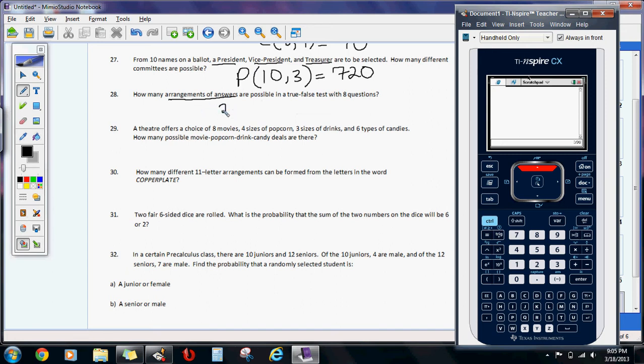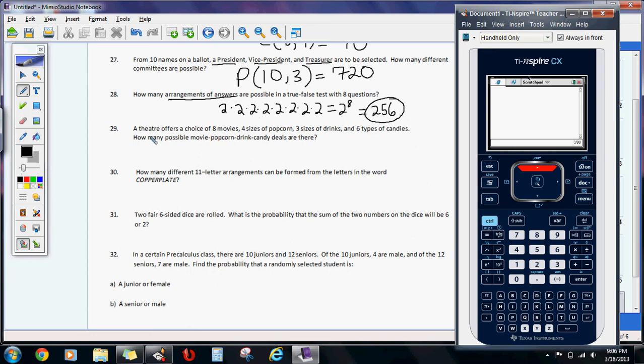the first question has two possibilities, true, false. The second one, two possibilities. Third one, two possibilities. And we would do this for the fourth question, fifth, sixth, seventh, and eighth, and we would realize this is the exact same thing as 2 to the 8th power. So that's actually going to come out to 256 different arrangements of answers with just 8 questions, and the answers being true, false.